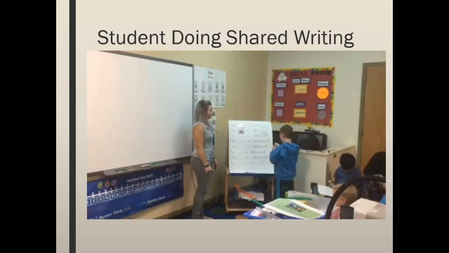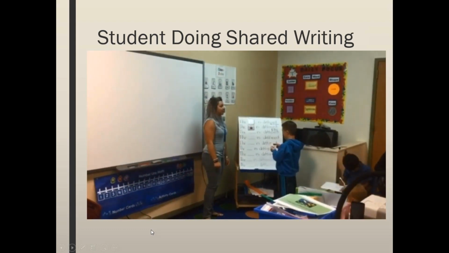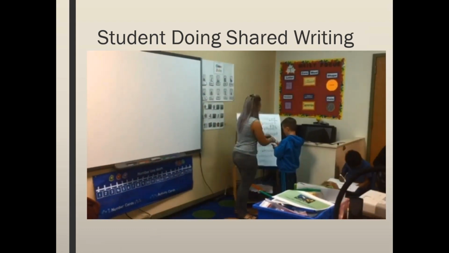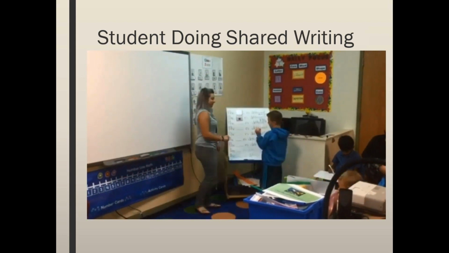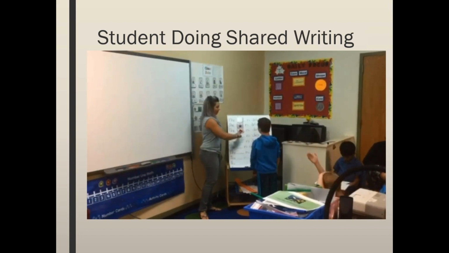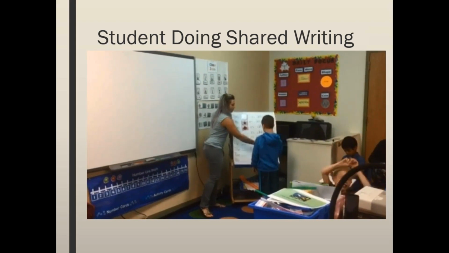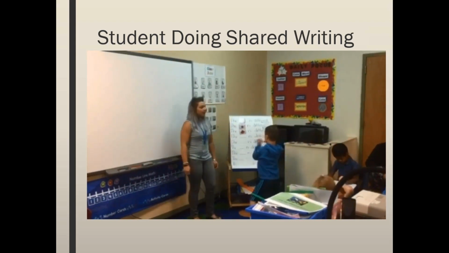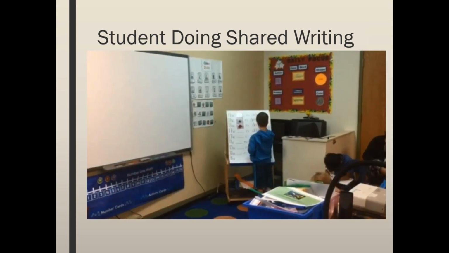So here's an example of a student doing shared writing. You know what that shape is? It's kind of a triangle, but it's 3D. Pyramid. Oh, good one. Everyone, see out a pyramid. Here we go. Nice job. Now you are going to write the pyramid is different.